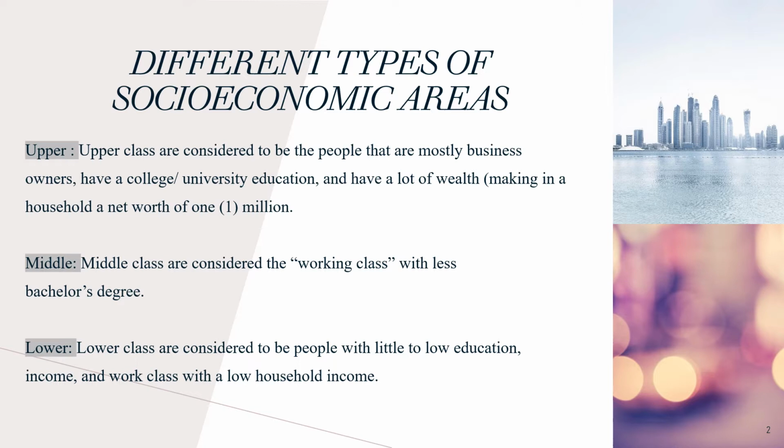For upper class, these are the people that are considered to be mostly business owners, have a college or university education, and have a lot of wealth, making a household net worth of 1 million. Middle class are considered to be the working class with less of a bachelor's degree. Lower class are considered to be people with little to low education, income, and work class with a low household income.